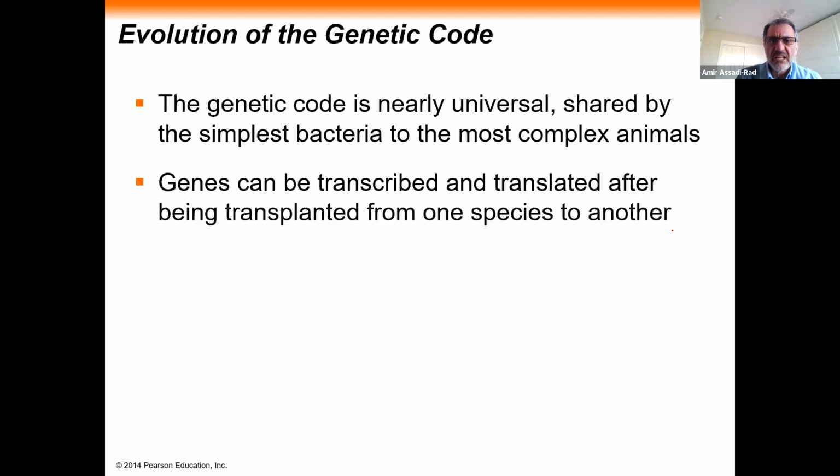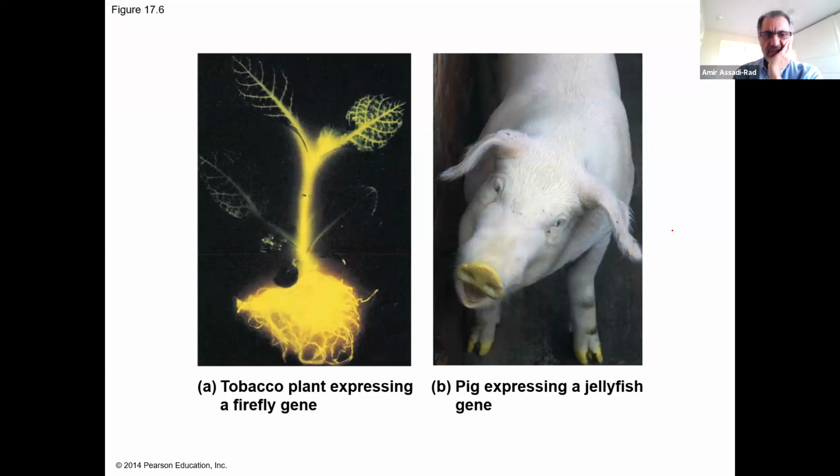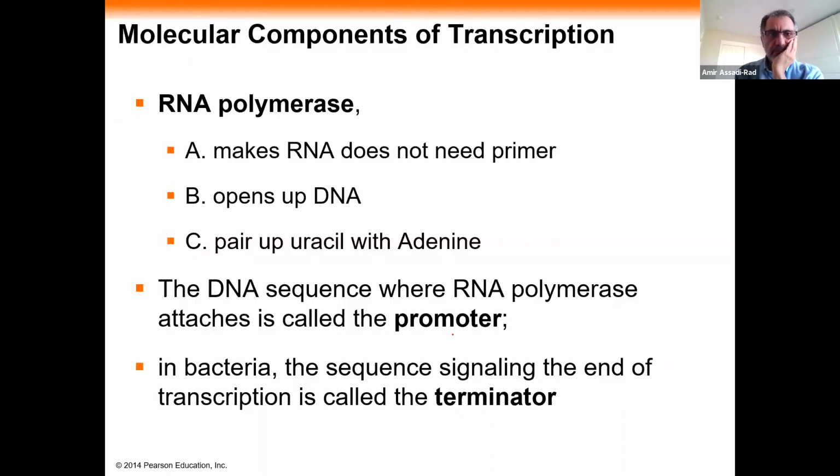Evolution of the genetic code. The genetic code is nearly universal, shared by the simplest bacteria to the most complex animals. I already said that genes can be transcribed and translated after being transplanted from one species to another. Yes, so they can. The firefly gene can be transported into plants, and the plants glow, or into a pig, and the pig can glow, and so on and so forth. So it is possible nowadays to do that.